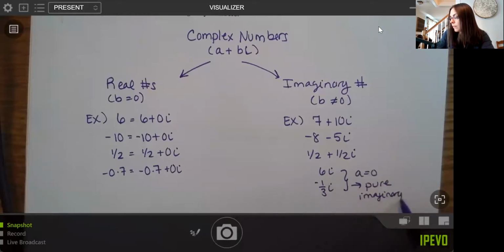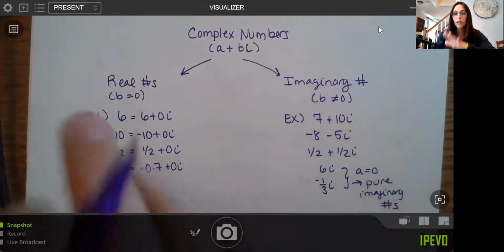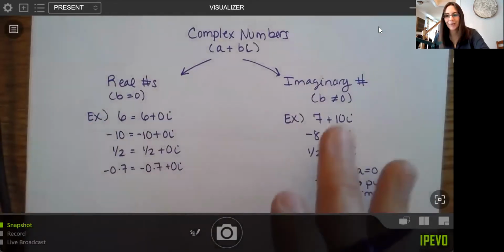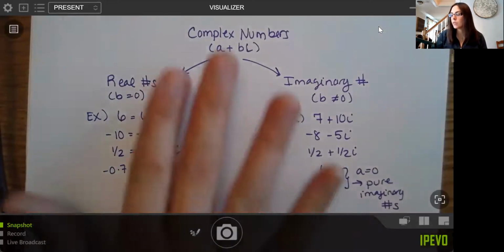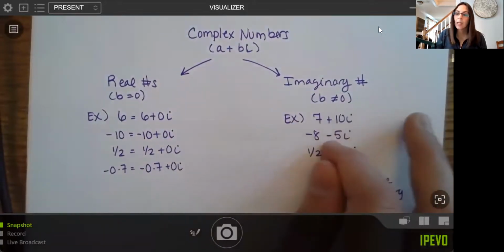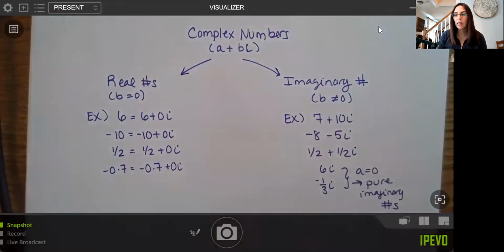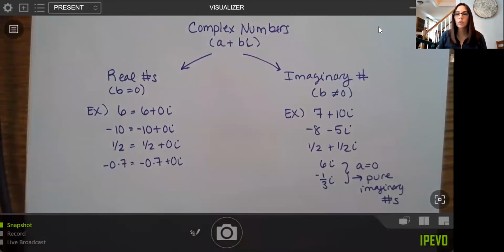So complex numbers cover both groups. Real numbers are complex numbers, imaginary numbers are complex numbers. They're all complex numbers. And then sometimes we'll say specifically imaginary number if it does actually have an imaginary part. So you do want to be a little bit careful. A lot of textbooks and people just use complex numbers and imaginary numbers interchangeably because they are the same thing.